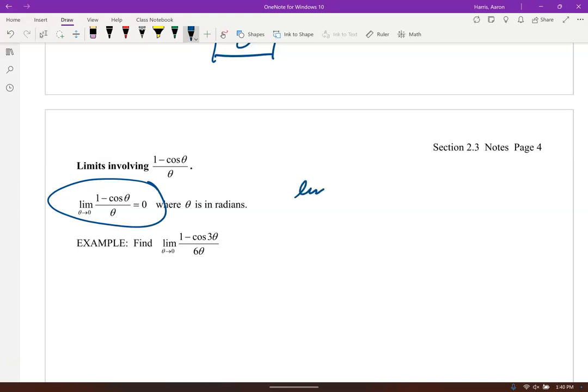And if you want to write this, the other form of it, 1 minus cosine k theta over k theta, would be 0. So in this case, I'm looking at it, and the 3 theta is great up there, but I need that to be 3 theta on the bottom. If I can get the bottom to be 3 theta, I'm in business. So let's go ahead and do that.